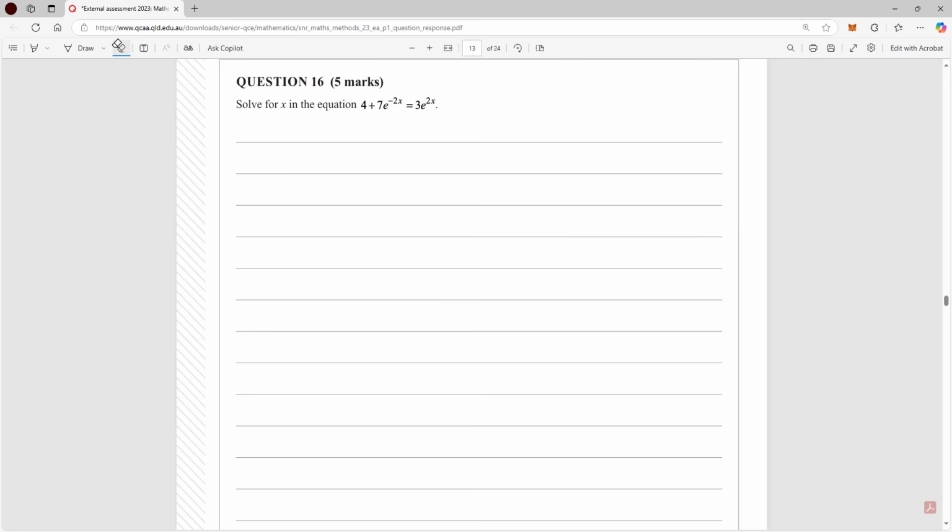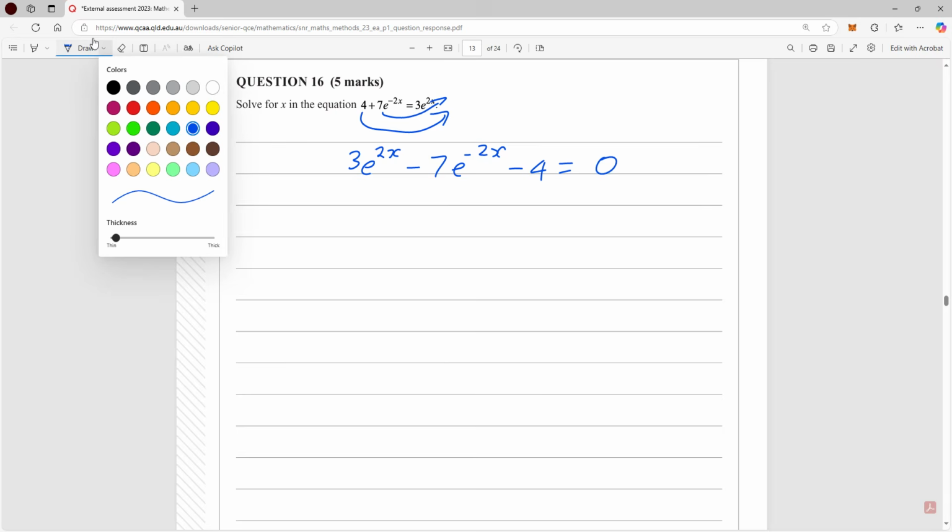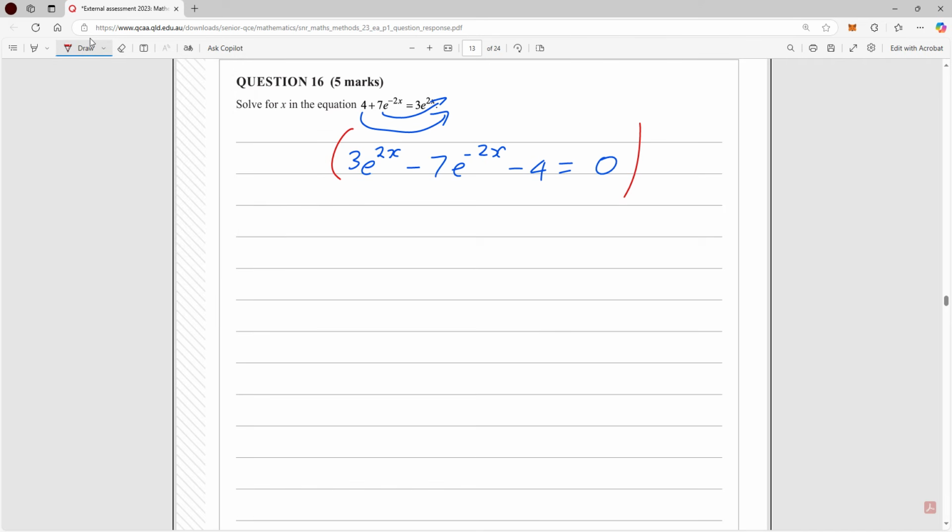So straight away, I'm just going to move everything to one side and make it equal to 0. So I'm going to move this over here and that over there. So here you would have 3e^(2x) minus 7e^(-2x) minus 4 is equal to 0. Now to make it easier on myself, I'm going to get rid of that negative exponent. Now you technically can't do this, but I'm going to multiply the entire equation by e to the power of 2x. The reason this is good is we can cancel some stuff out.